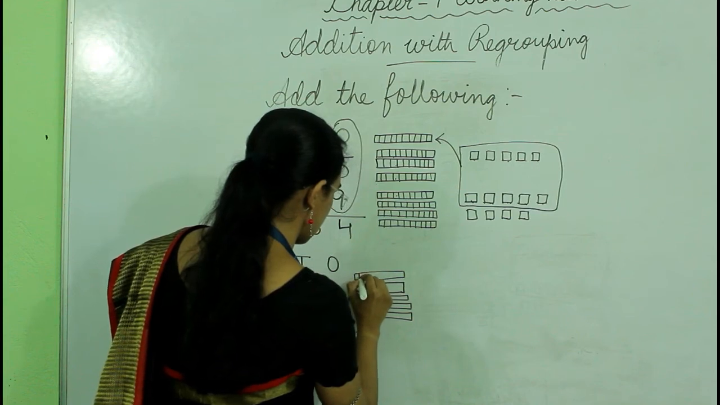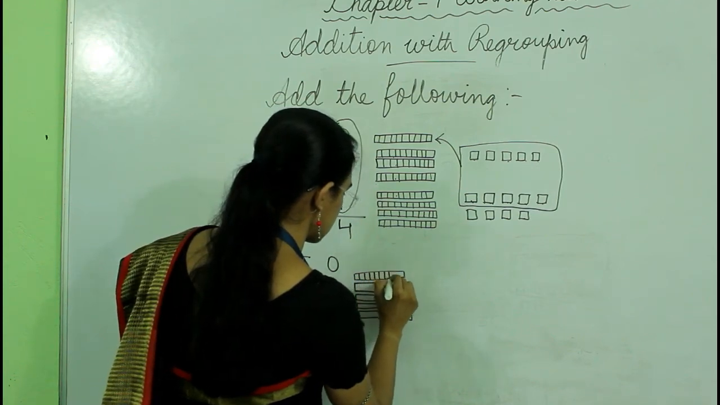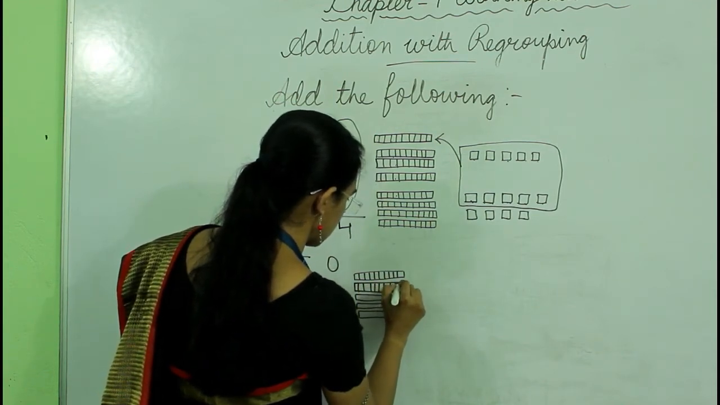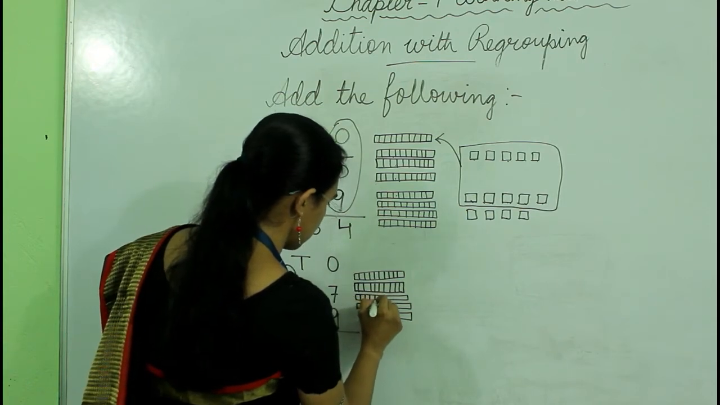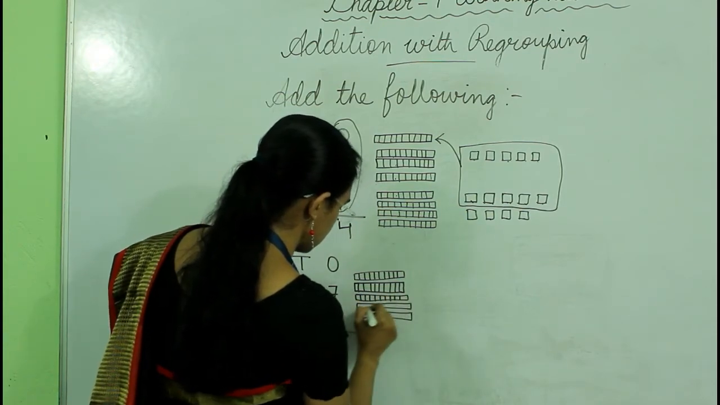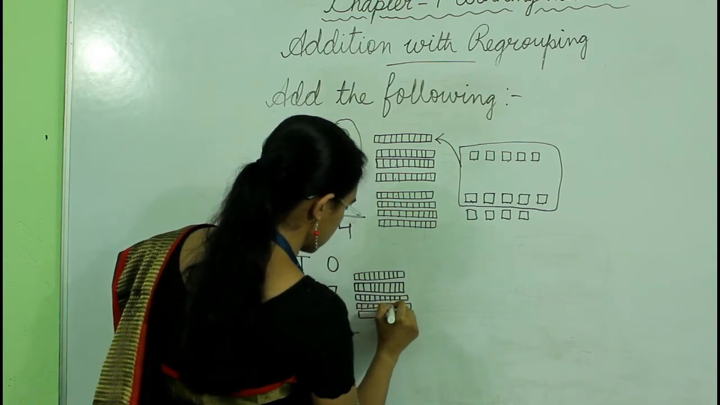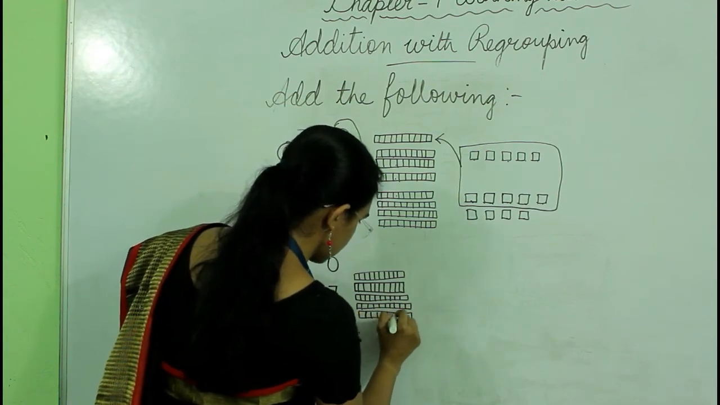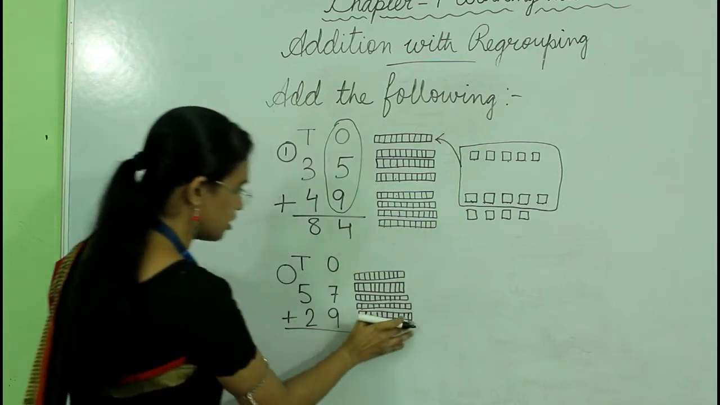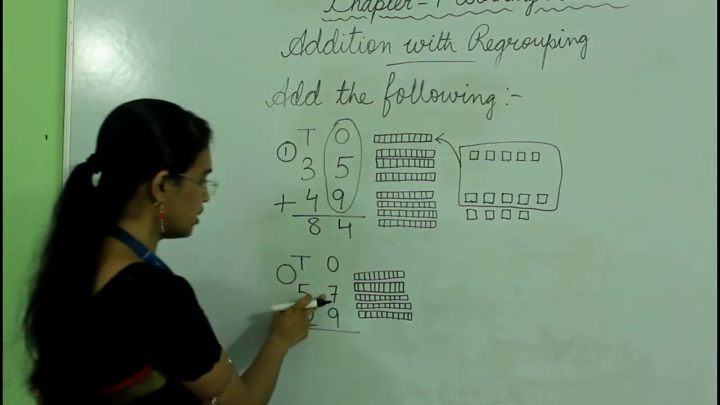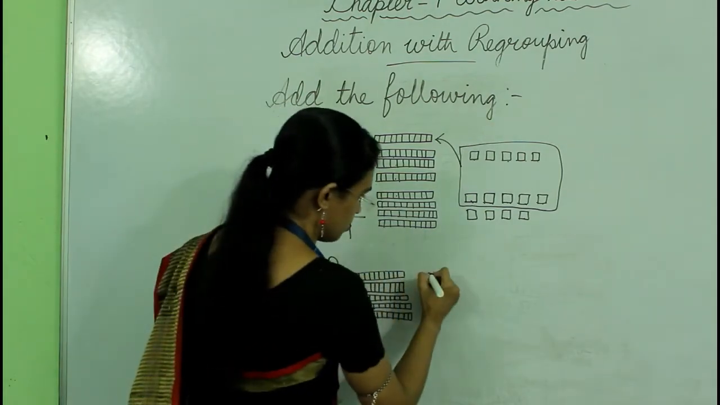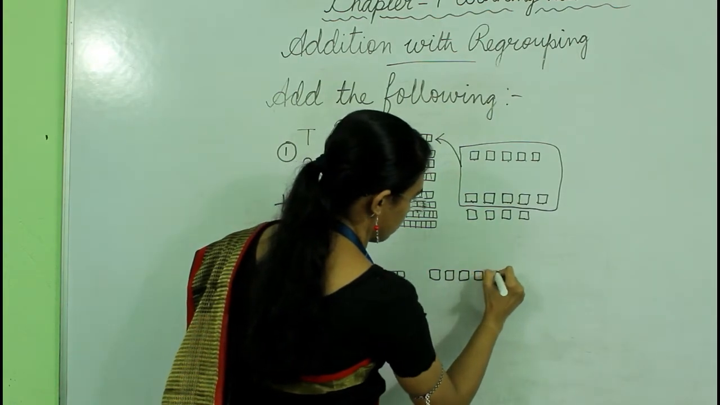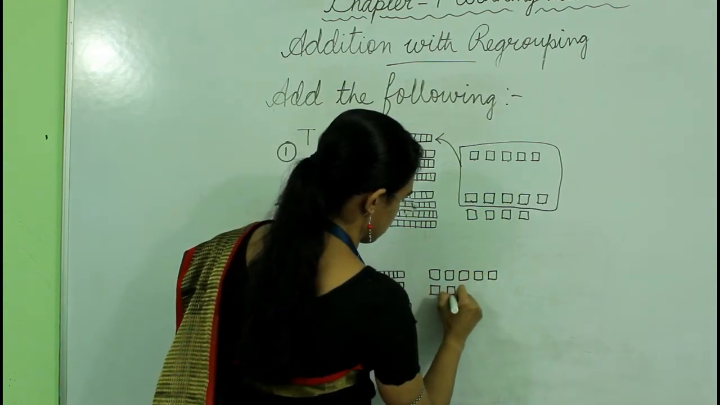And each group has 10 blocks. 1, 2, 3, 4, 5, 6, 7, 8, 9, 10, for each group. Okay, done. Now we have to put 7 blocks in ones place. 1, 2, 3, 4, 5, 6, 7.